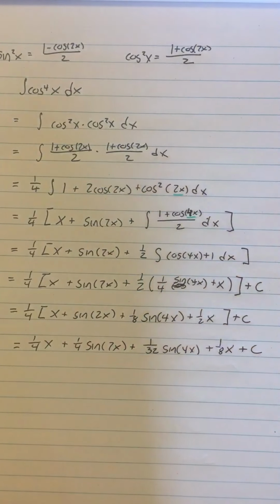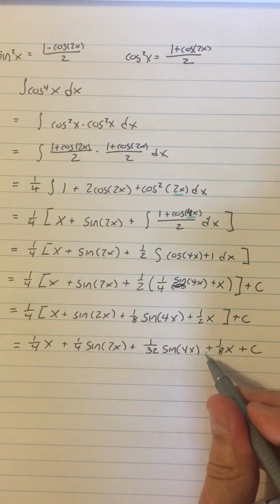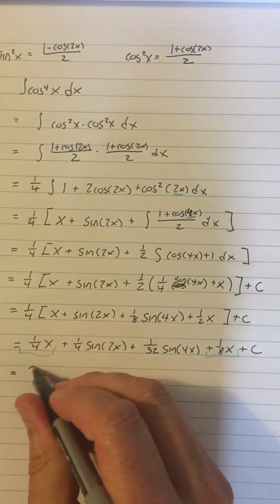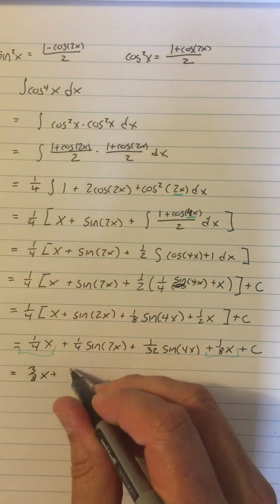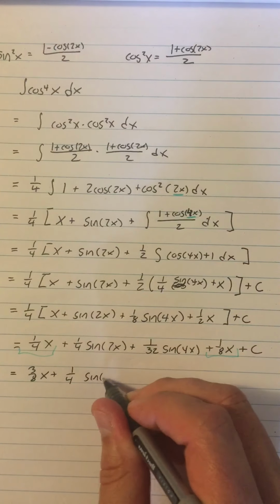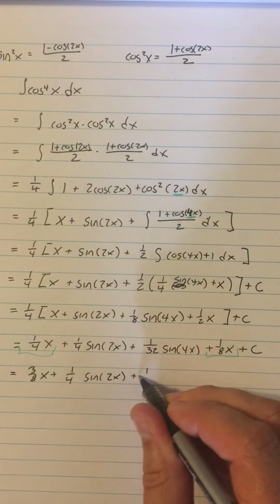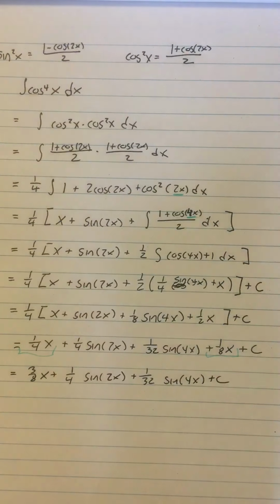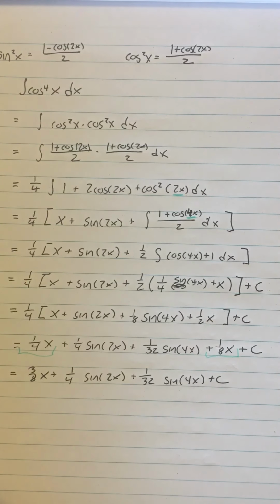And then for your final step, you should look for things like this: we have like terms right there. So let's combine those together and make it 3/8 x plus 1/4 sine of 2x plus 1/32 sine of 4x plus c. And that, my friends, is the antiderivative of cosine to the fourth. Some people would factor out the 1/4, or you could have left the 1/4 out. Maybe that would be nicer. I don't know. Anyway, there you go. Now we're going to do another one of these.